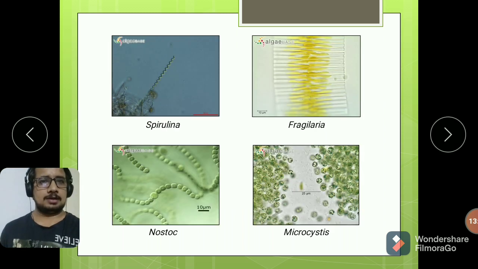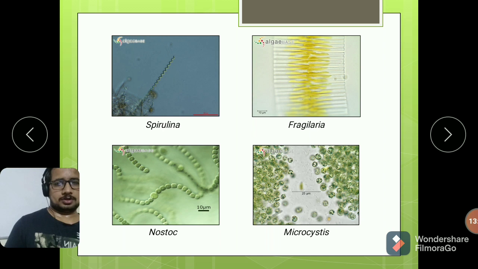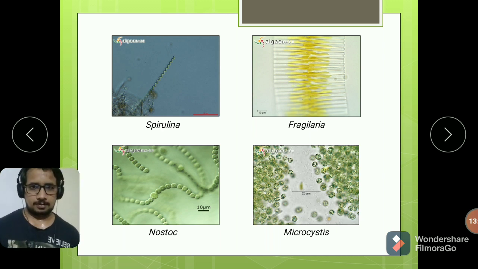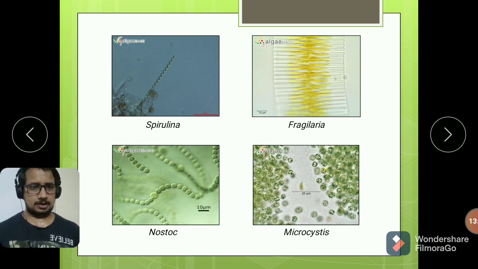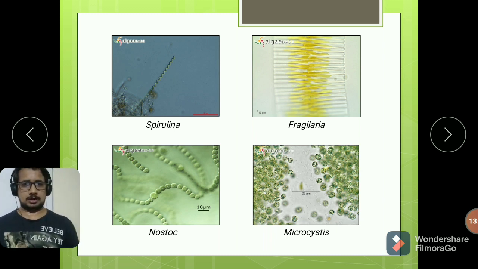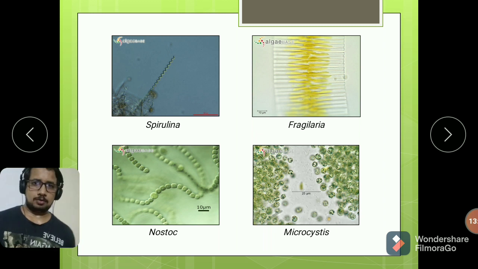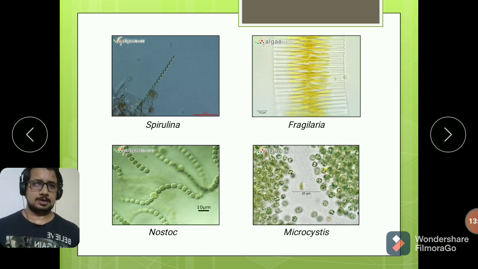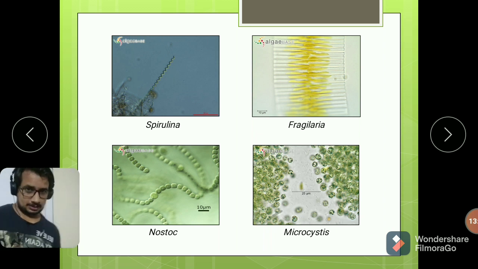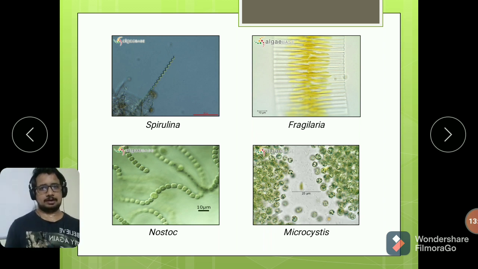There are a few examples of them such as Spirulina, which is an important alga in terms of the pharmaceutical industry, and it is mostly used now as SCP, single cell protein. The next are Fragillaria, Nostoc, and Microcystis. Nostoc, as we know, plays an important role in nitrogen fixation and is mostly used as a biofertilizer. Now this is the classification system of Fritsch, and it includes 11 classes as we have described above.